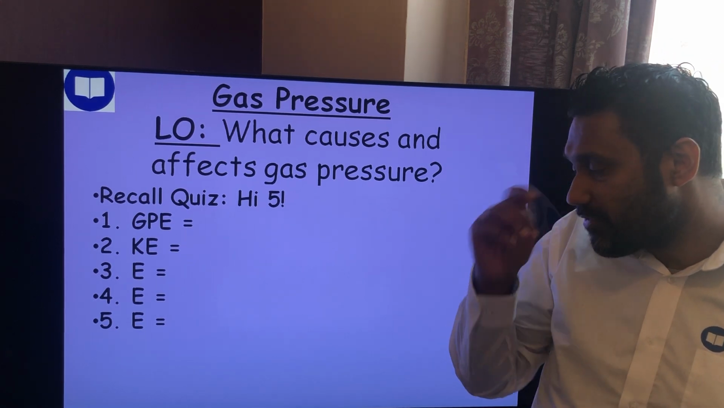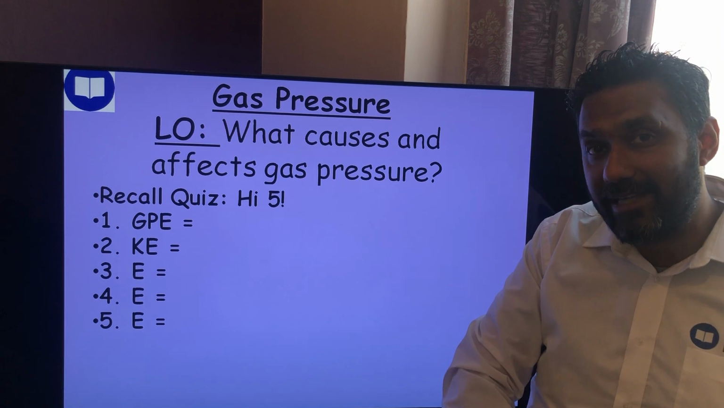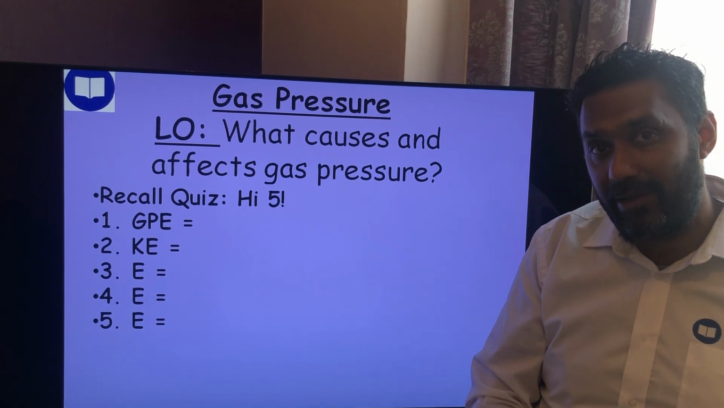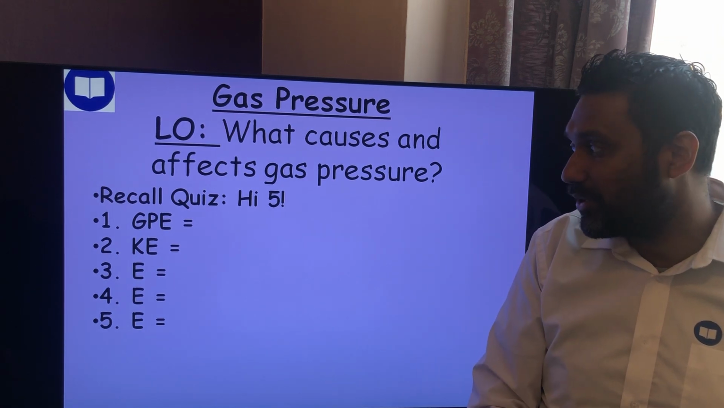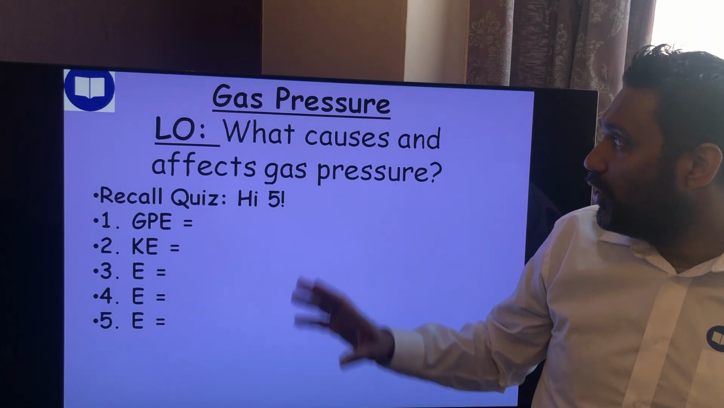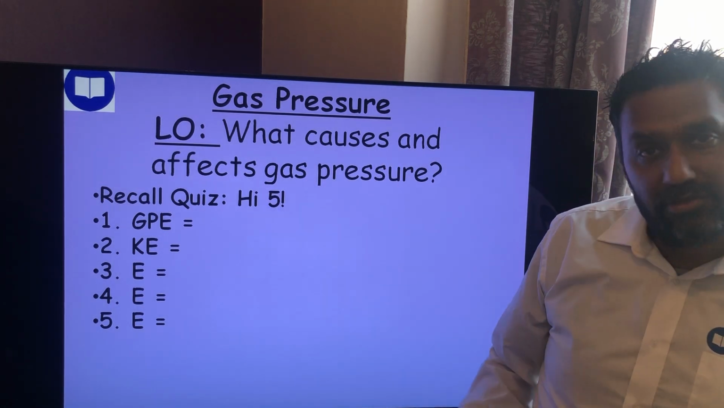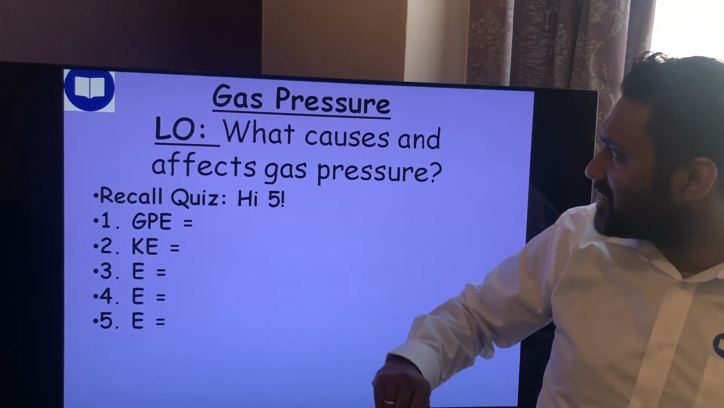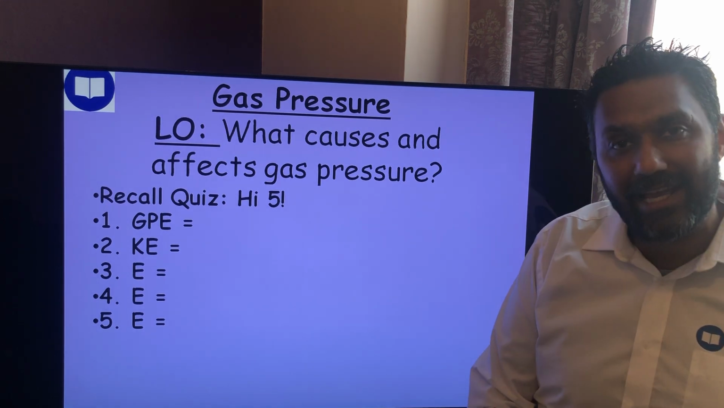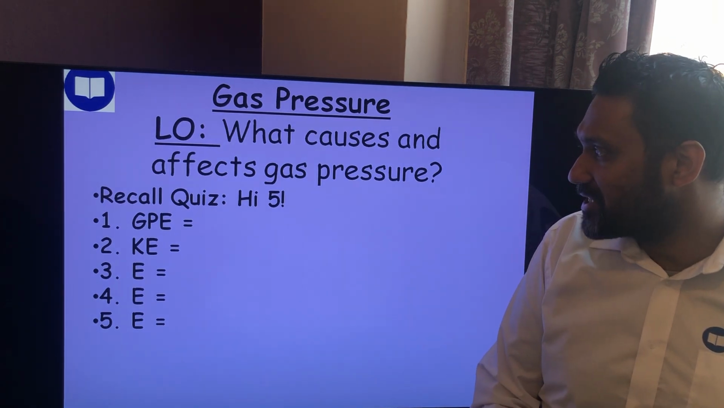Just to finish off, over the last few weeks I've been going through the energy topics and we've tied in the particles topic with it. Your recall quiz will be on some of the equations. Learning objective: what causes and affects gas pressure? That's our learning objective for today.